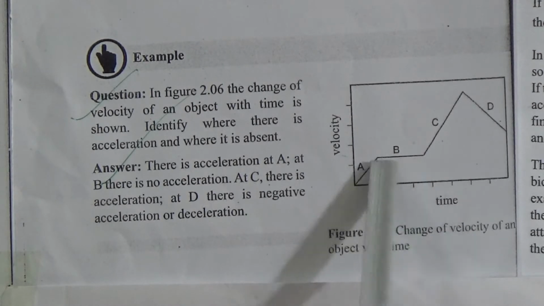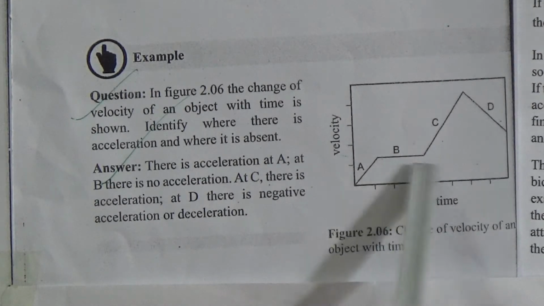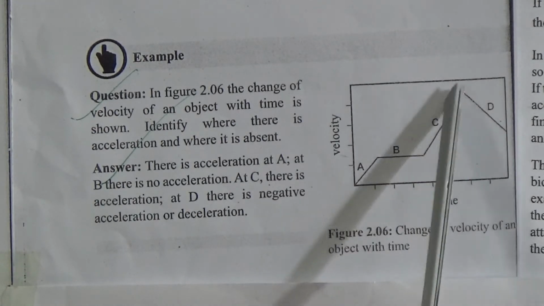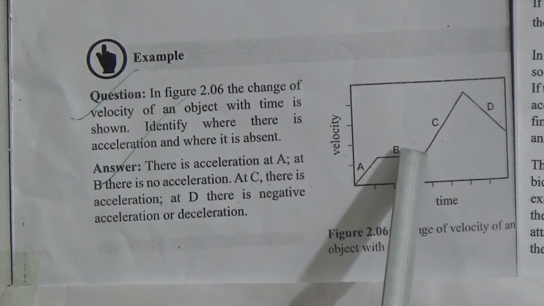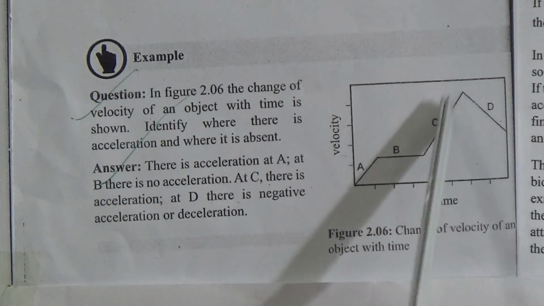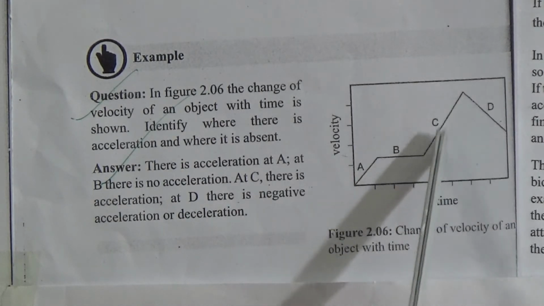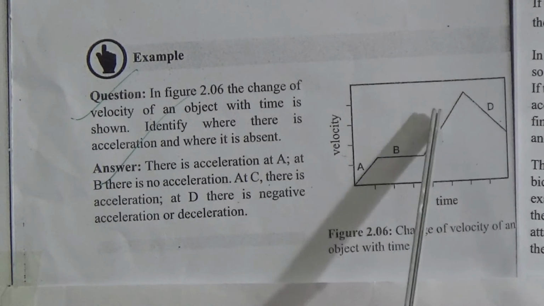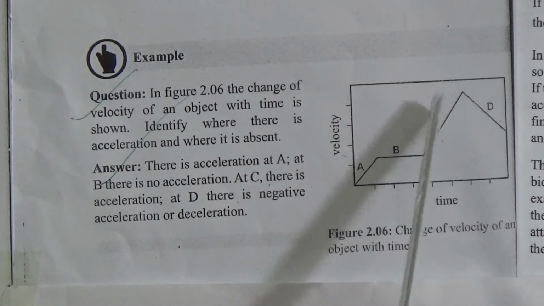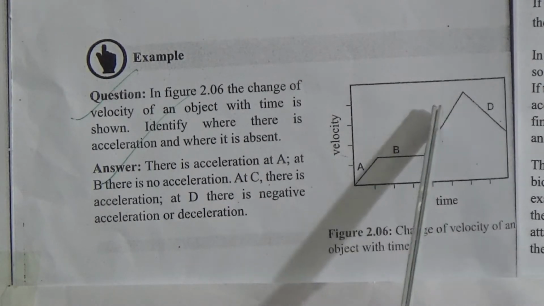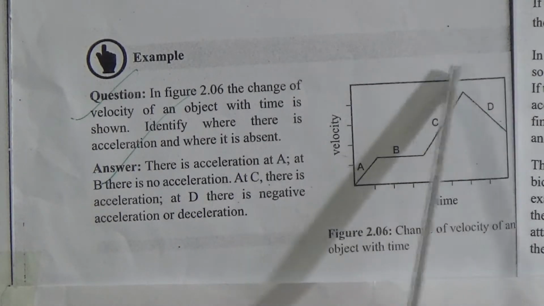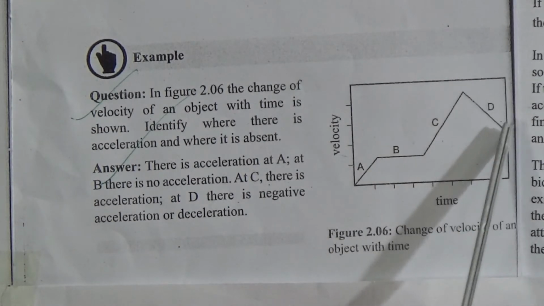Here there is uniform velocity, that's why there is no acceleration. And at point C, the starting point is here and the final point is here. Here is the change of velocity, that's why there is acceleration at point C. And now here is point D, the first point is here and the last point is here.